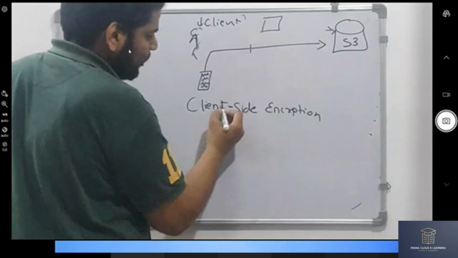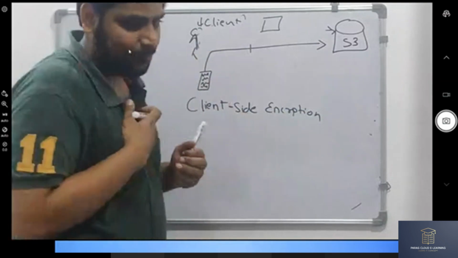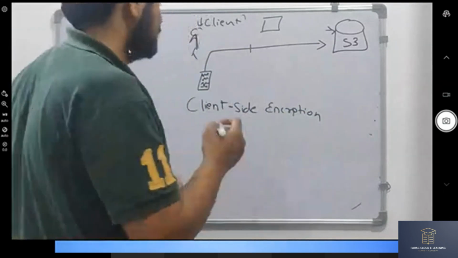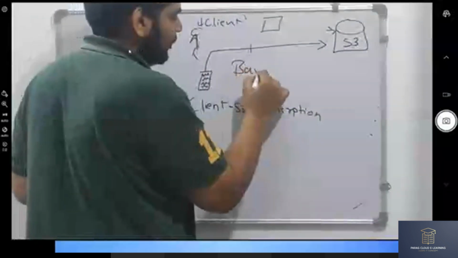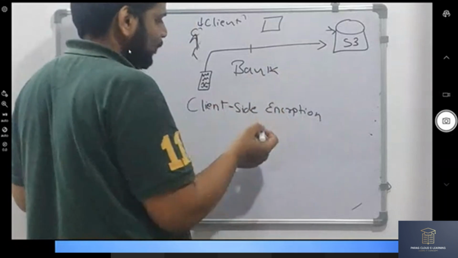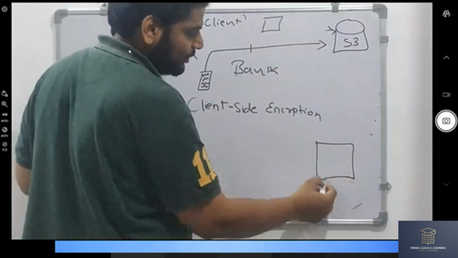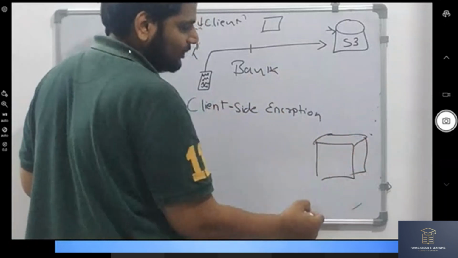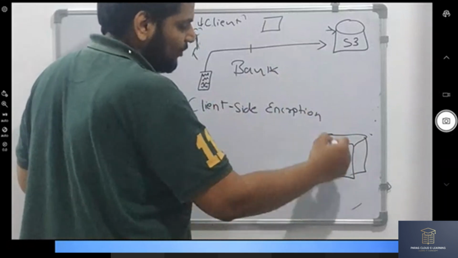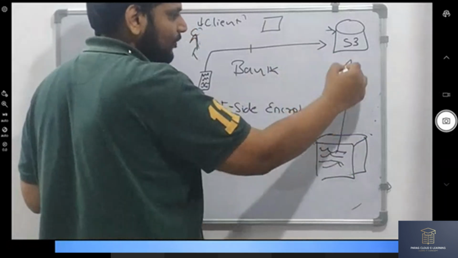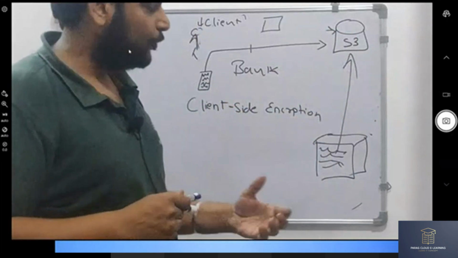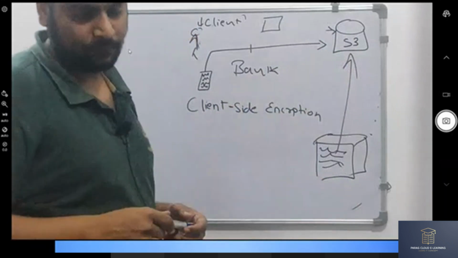So client side encryption means we are doing the encryption in our local system, in our server, just like banks or any financial companies, cryptocurrencies. They have their own on-premise servers. They are encrypting the data here, and after encrypting the data, they are uploading the files. They are doing encryption in their house.